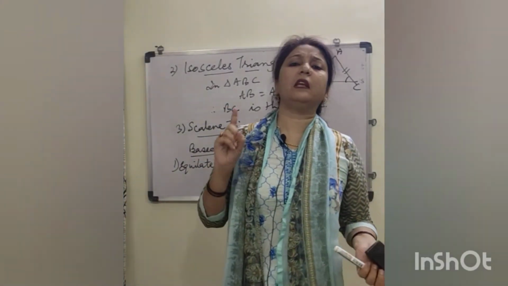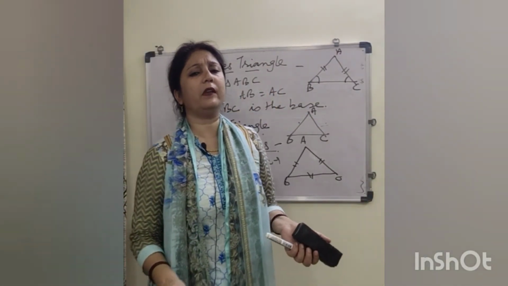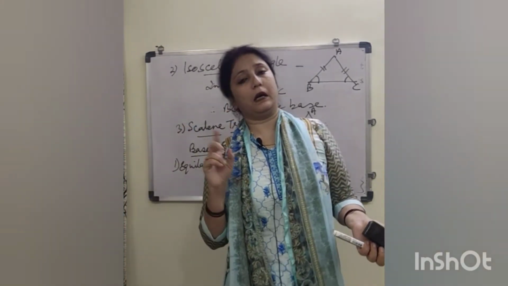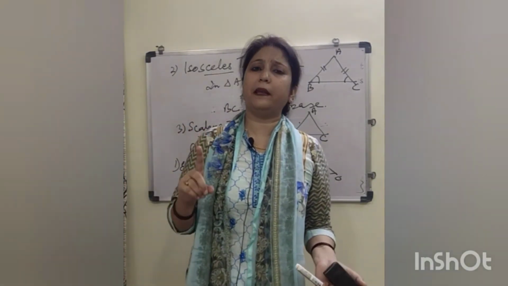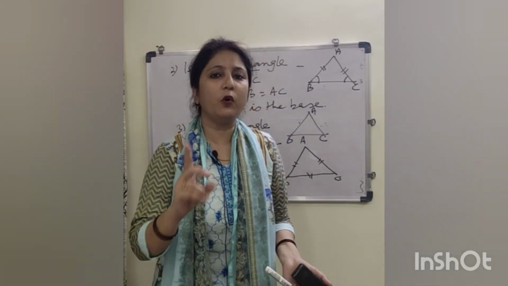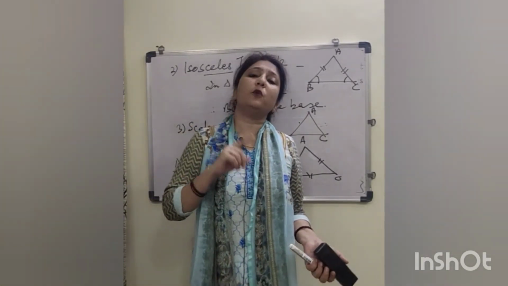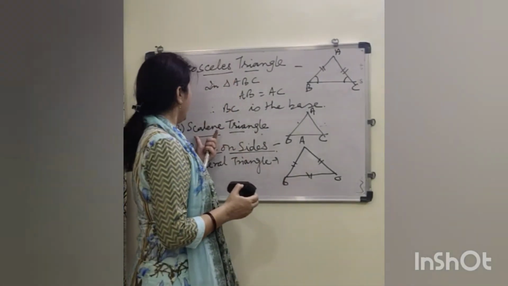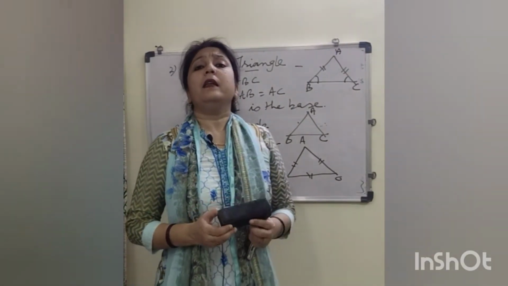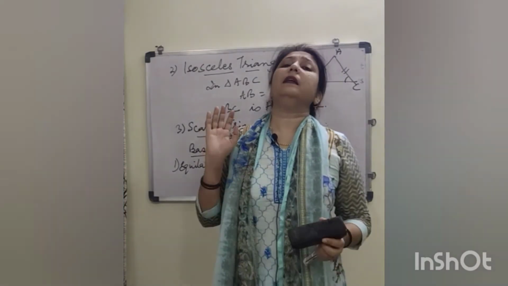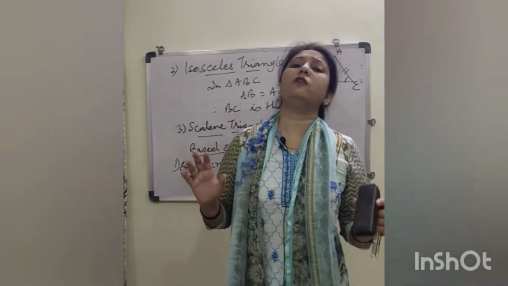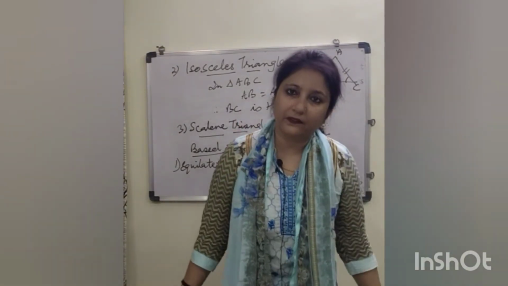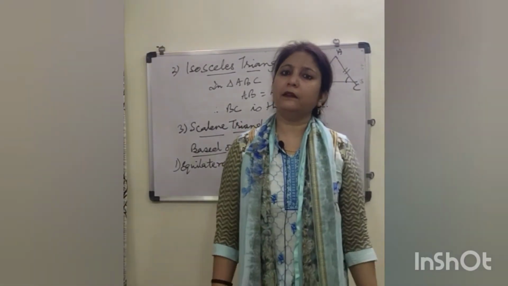So first is equilateral triangle having all three sides equal. Second, isosceles triangle, the two sides are equal. The unequal one is known as base. And one more interesting thing, the two base angles are equal. Third is scalene triangle, none of the sides are equal. This is the classification of triangles based on sides. Am I clear?